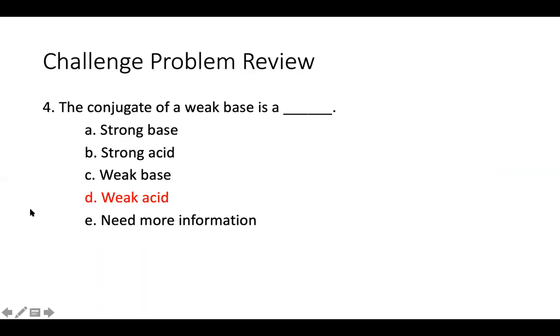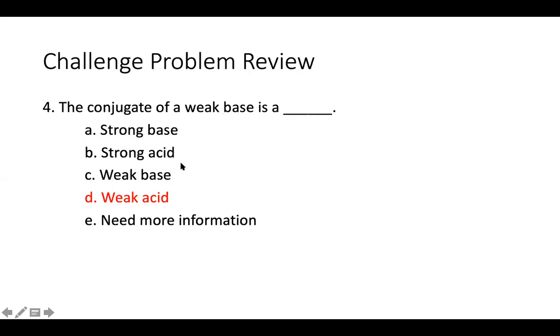And the last one to go over from Monday night's challenge problems is, again, a question that was on my exam, and it says the conjugate of a weak base is A. Now again, we know that the conjugate is always going to be the opposite. A weak acid's conjugate is a conjugate base, and a weak base's conjugate is a weak acid. Knowing that the conjugate of a base should be an acid, we should automatically be able to eliminate A and C.